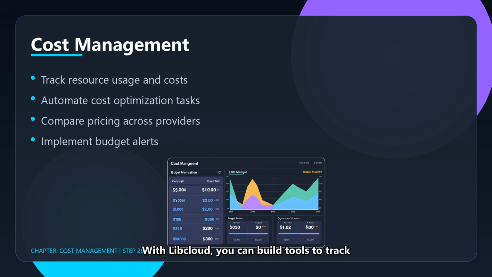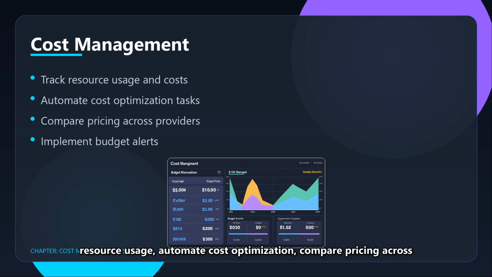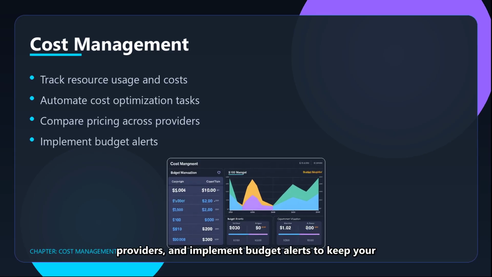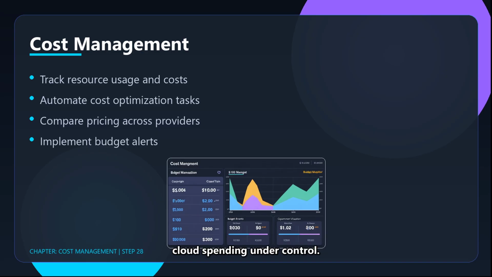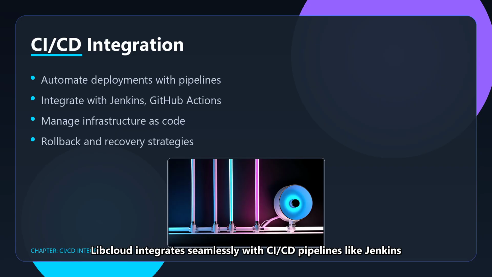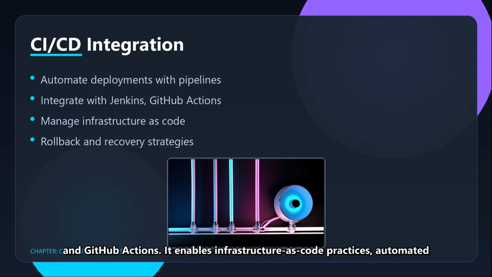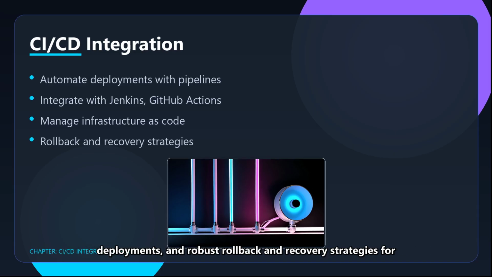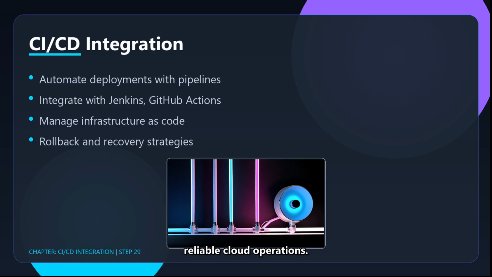With Libcloud, you can build tools to track resource usage, automate cost optimization, compare pricing across providers, and implement budget alerts to keep your cloud spending under control. Libcloud integrates seamlessly with CI/CD pipelines like Jenkins and GitHub Actions. It enables infrastructure as code practices, automated deployments, and robust rollback and recovery strategies for reliable cloud operations.